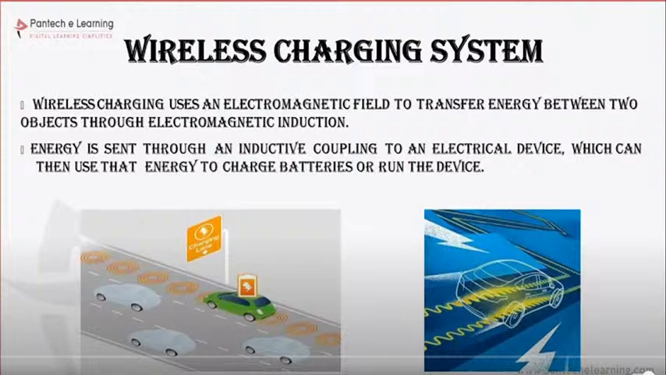Here see what is the wireless charging system. Wireless charging uses an electromagnetic field to transfer energy between two objects. Here we see this is a primary coil and this is a secondary coil. It will transfer through magnetic induction. Energy is sent through inductive coupling to an electrical device, which can use the energy to charge batteries to run the vehicles. Here the main principle is charging the battery.